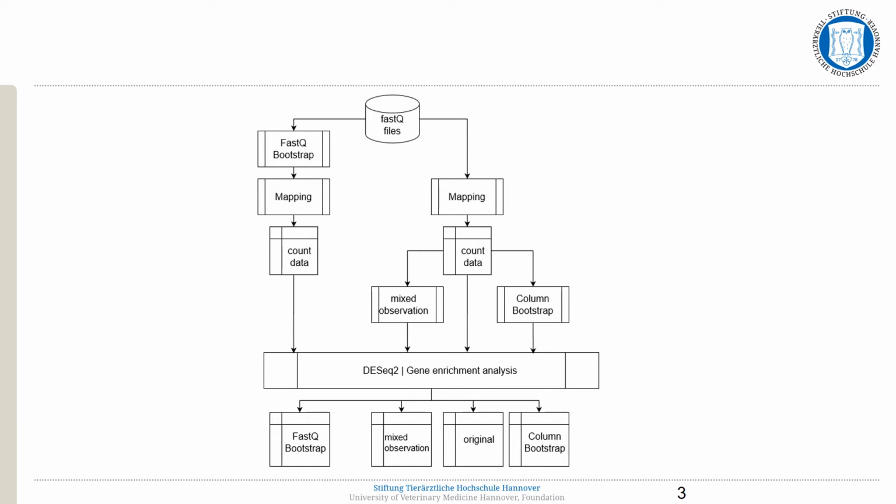For this, we are using the principles of bootstrap method and draw reads from our FastQ file to generate new samples. So this is the part in the workflow right here. And we compare our method to 2 different common ones. One being mixed observations, where weighted mean is applied to the expression metrics, and the other one, the column bootstrap, where columns of the expression metrics are bootstrapped.